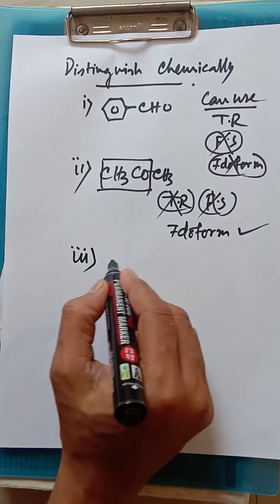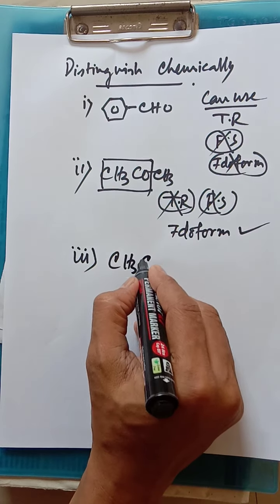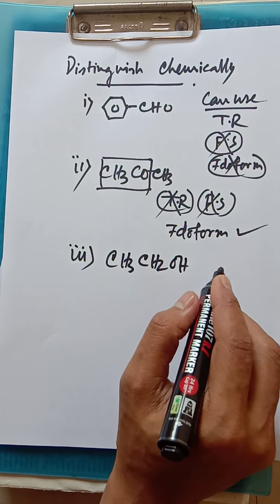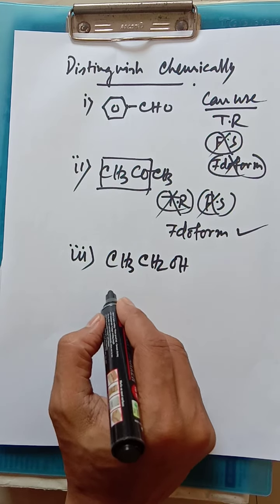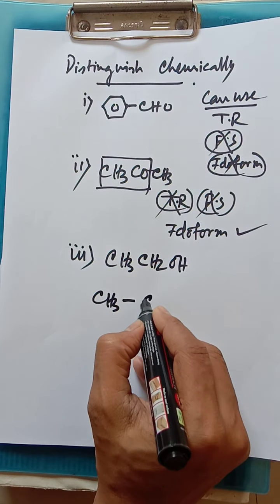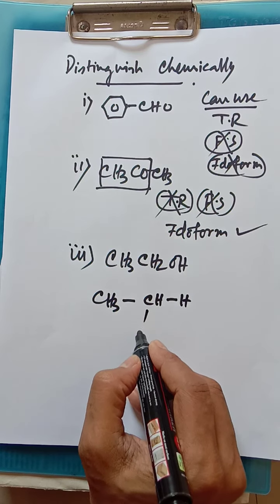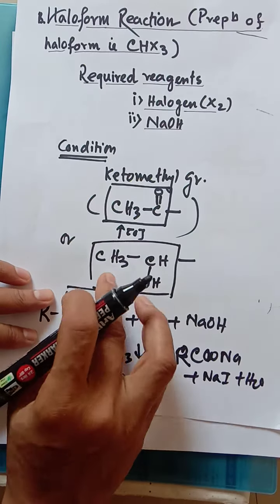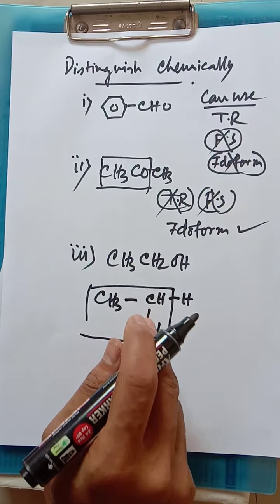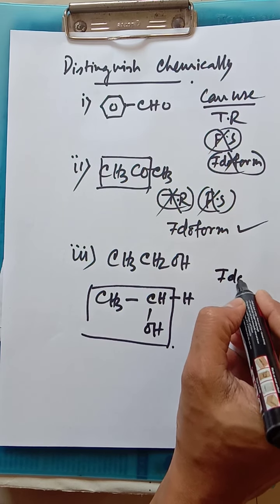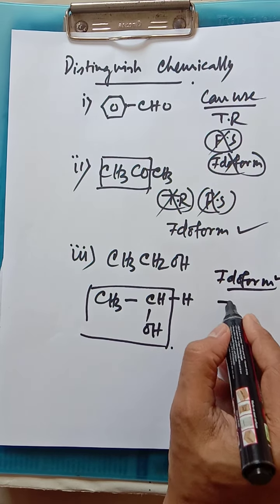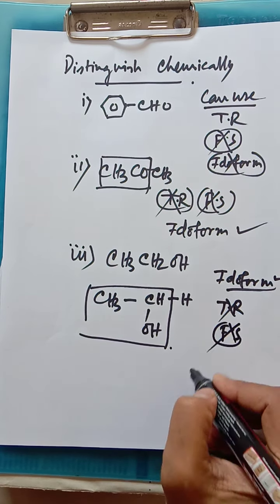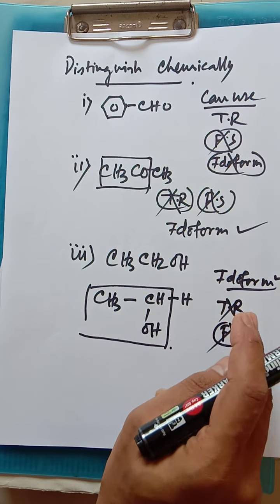Say this compound is given, CH3CH2OH. How can we chemically distinguish it? If we write it this way it will be much clearer to you. Look here, this group is present. As I mentioned earlier, whenever this group is present, the iodoform test is applicable here. But Tollens reagent, no. Fehling solution, no. Why? Because it is an alcohol. Alcohol cannot respond to these.